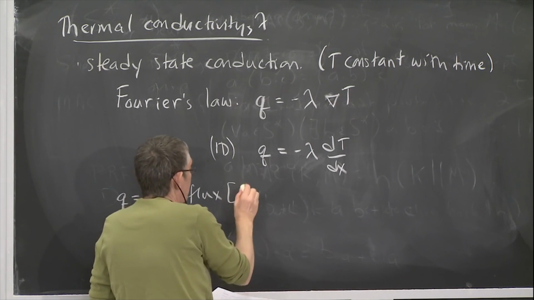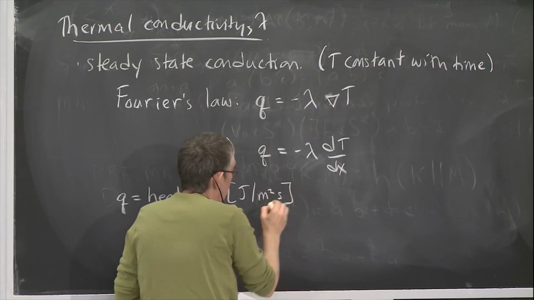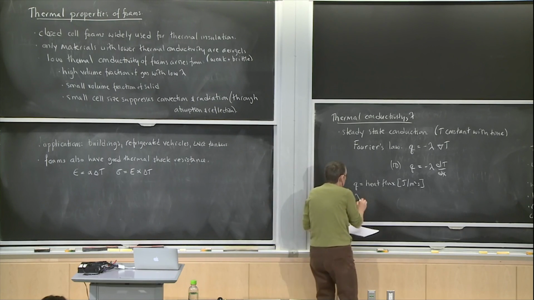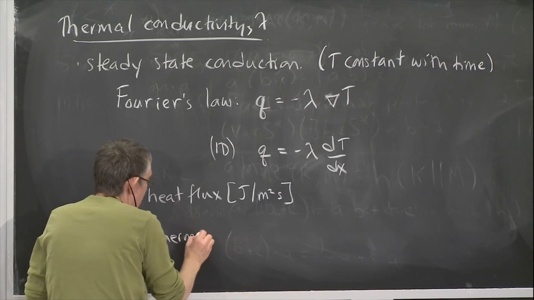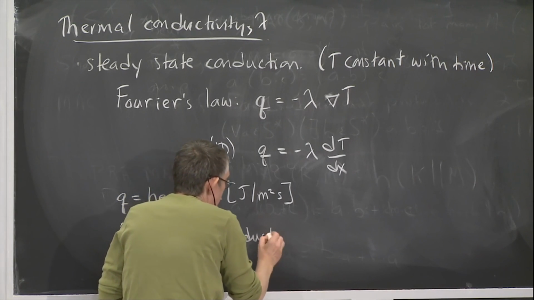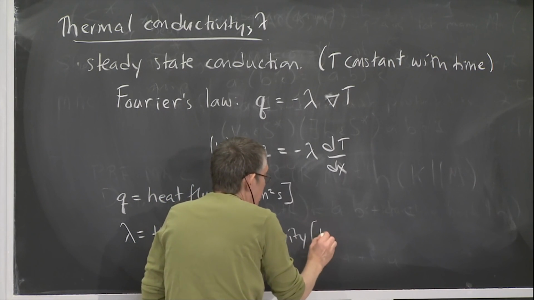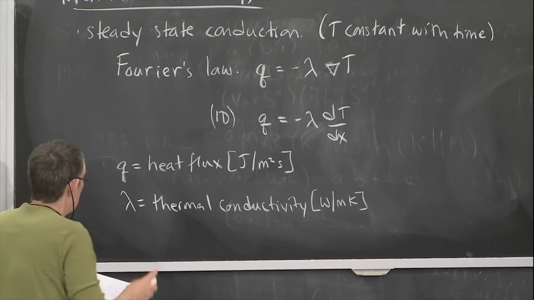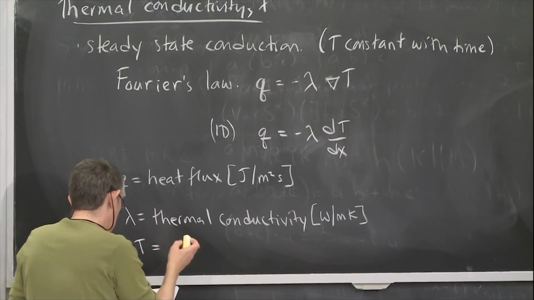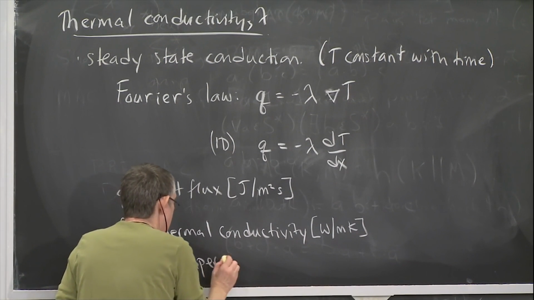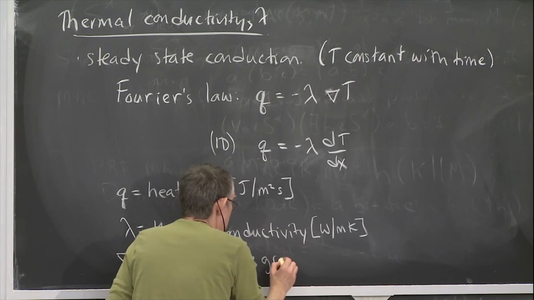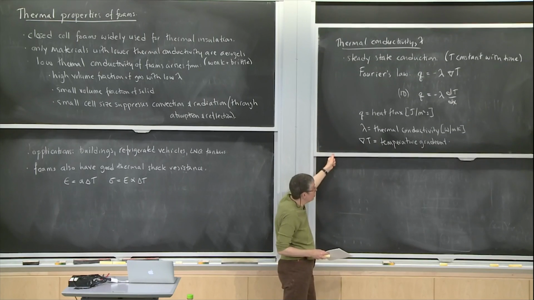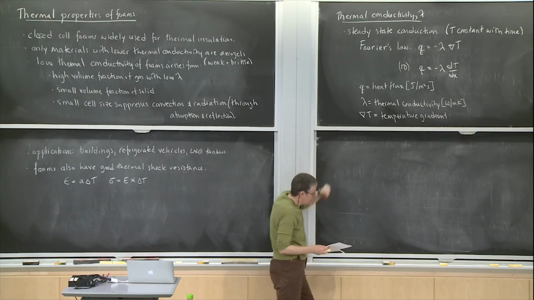So that would have units of joules per meter squared per second. So how much heat transfer per unit area per unit time. Lambda is the thermal conductivity, and it has units of watts per meter K, so degrees Kelvin. And then dT/dx is our temperature gradient. Okay, so that's Fourier's law, and we're going to use that later on when we talk about the foams.